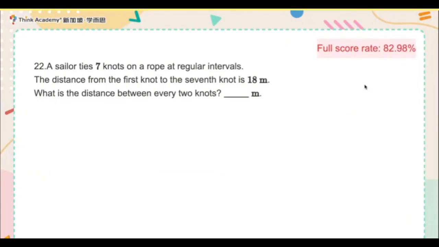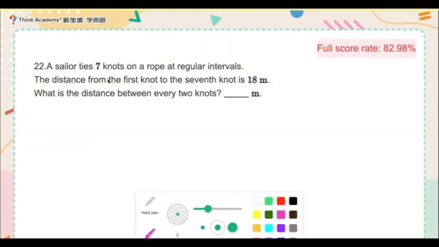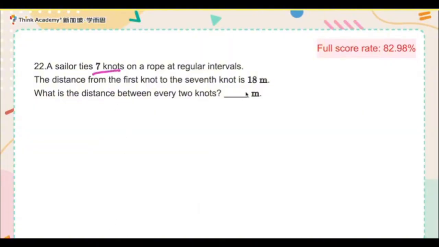Question 22. A sailor tied 7 knots on a rope at regular intervals. Okay, so actually this is about the interval problem again, right? If you get it wrong next week, I will be so sad because we have already seen the same type of question a lot of times, right?